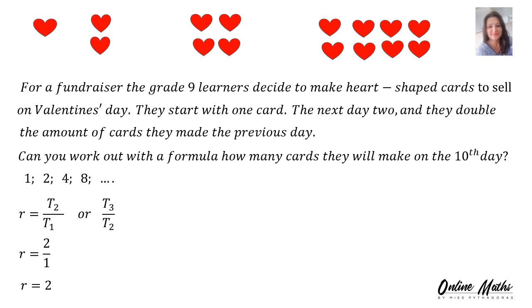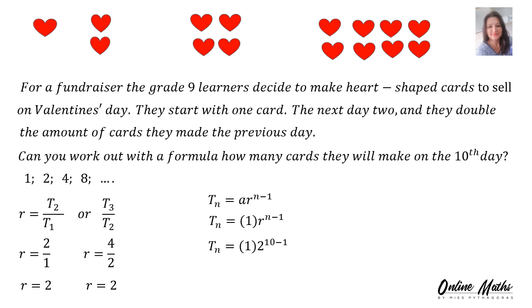Or r is also term 3 divided by term 2. 4 divided by 2 is 2. There's definitely a constant ratio. Now, into the formula, Tn is equal to a times r to the power n minus 1. In a's place, we substitute 1, the first term, and then in r's place, we substitute 2.